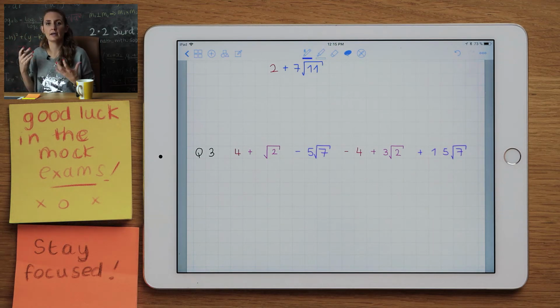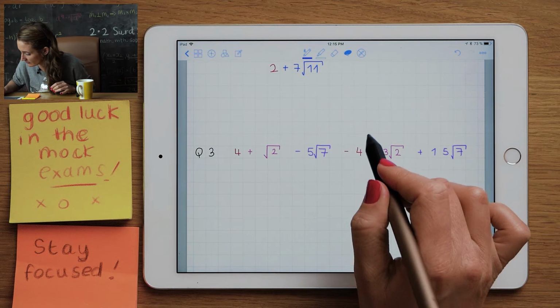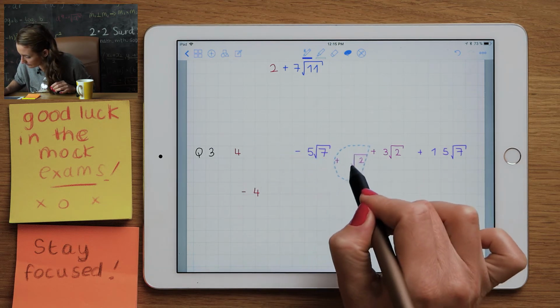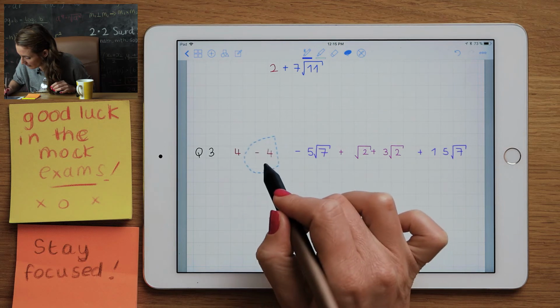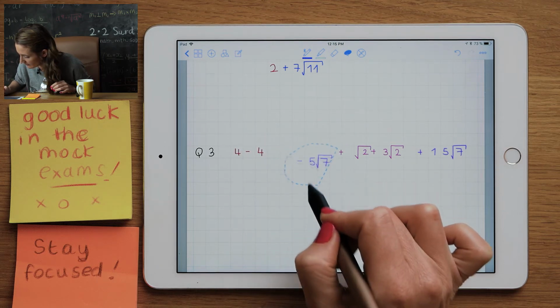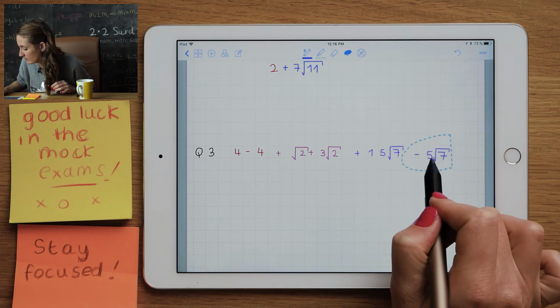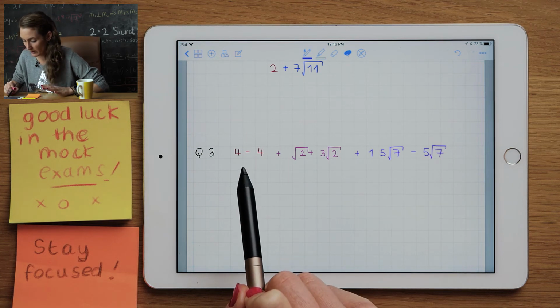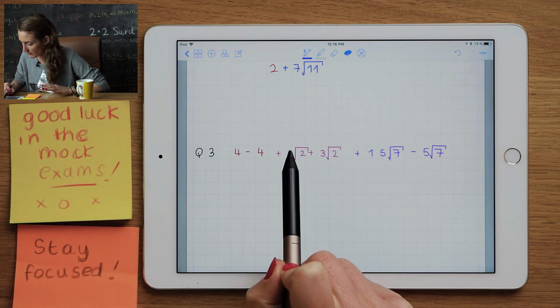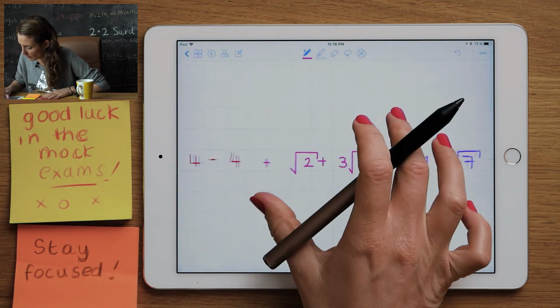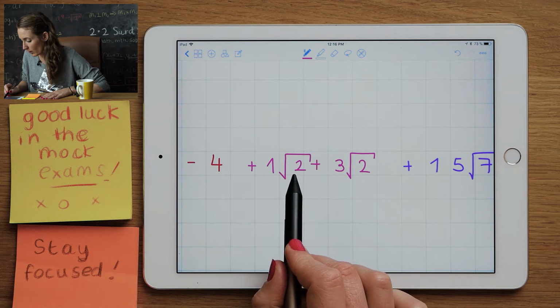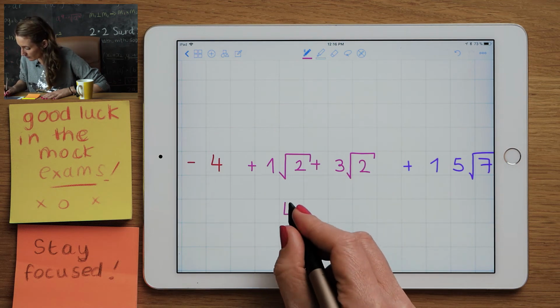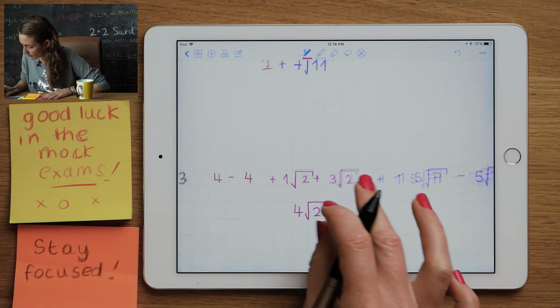If you think about what you learn in algebra, it's exactly the same, the way an x cannot go with a y. An x can only go with another x. So here, we're just going to rearrange this slightly. There the square root 2s are together, the numbers are together, and the last thing we've got to put together is the square root 7s. So now I just continue. 4 and 4 together is nothing. Like we said in the last one, if there's no number, you can imagine that there's a 1 in the front. So here, 1 square root 2 plus 3 square root 2 is 4 square root 2.